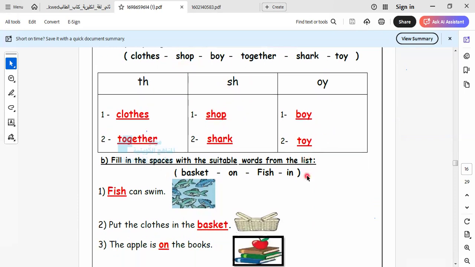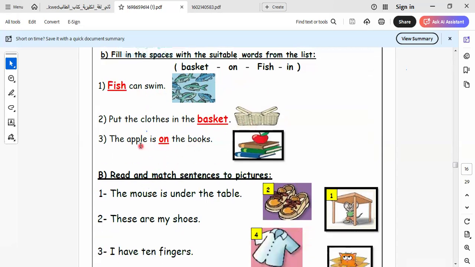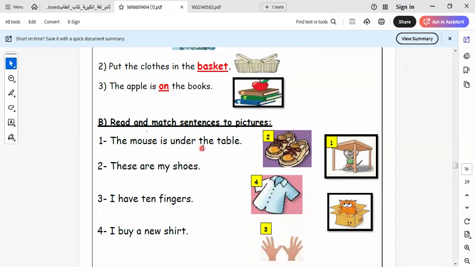Here we have boy and toy. Let's do this exercise together. Fish can swim. Who can swim? Which animal can swim? Fish. Put the clothes in the basket. The ball is on the ball. The apple is on the books. Here we have the mouse is under the table.